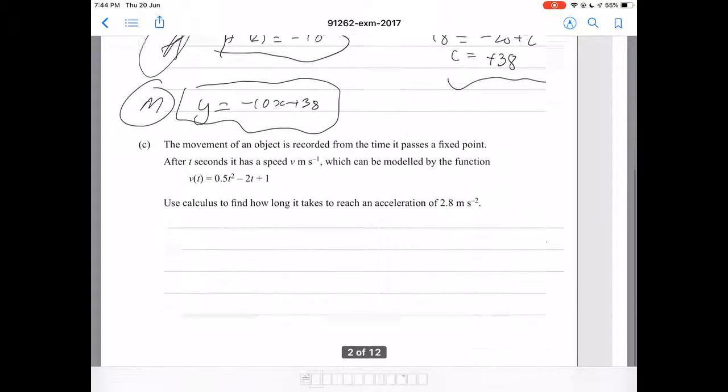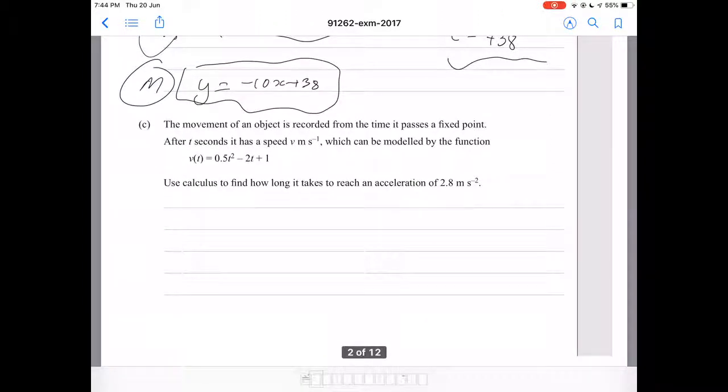The movement of an object is recorded from the time it passes a fixed point. After t seconds it has a speed of v meters per second, which can be modeled by the function v of t equals 0.5t squared minus 2t plus 1. Use calculus to find out how long it takes to reach an acceleration of 2.8 meters per second squared.